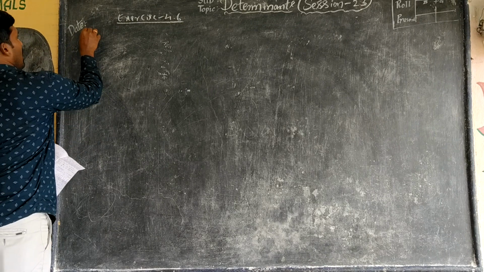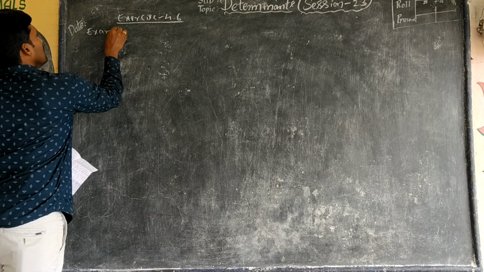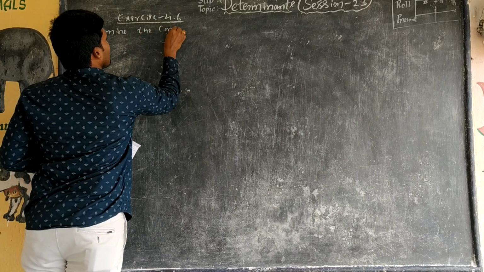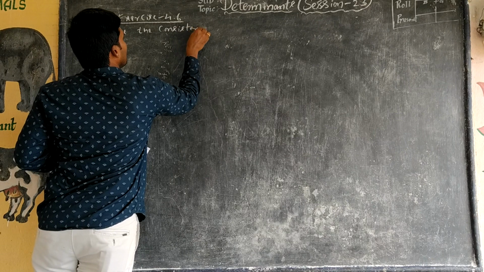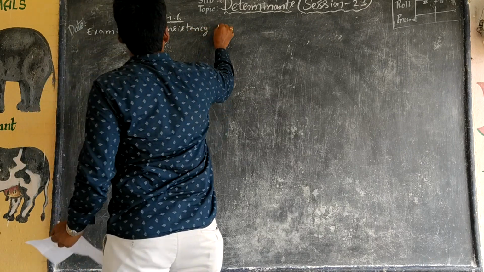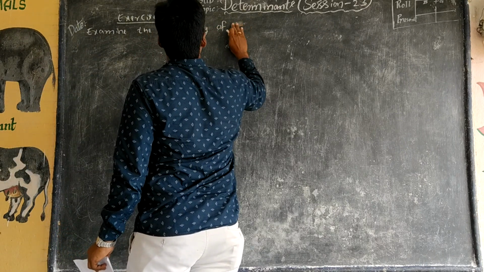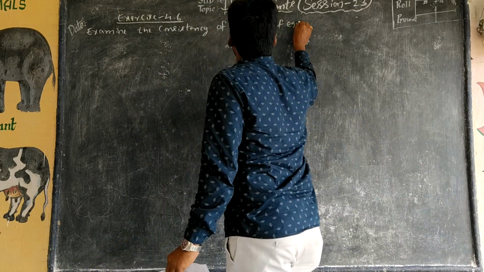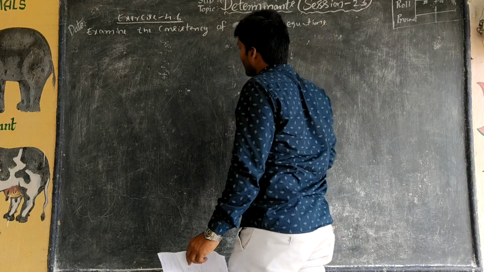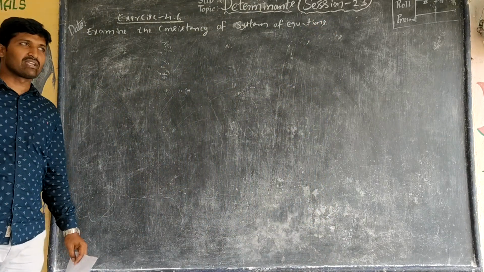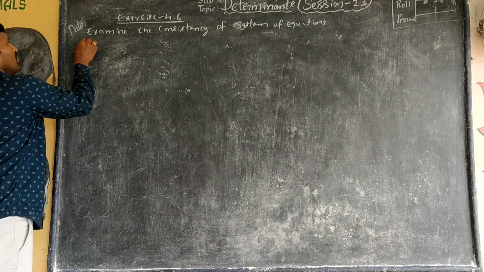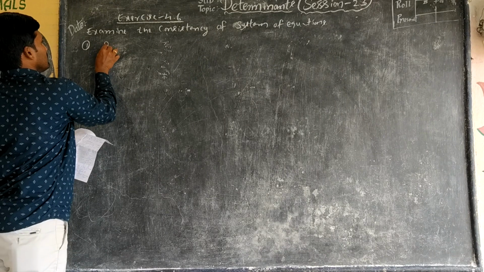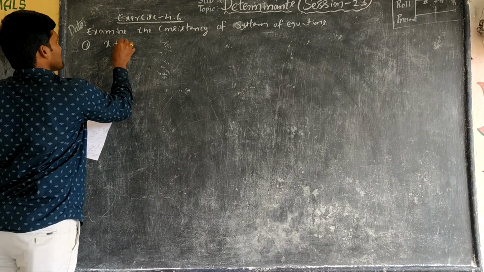In this, how to examine the consistency of a system of equations. How to check whether the given linear equations are consistent or inconsistent. Let's discuss a few examples for this. For example, the first one: how to check consistency.